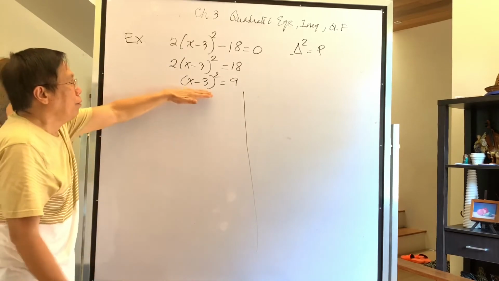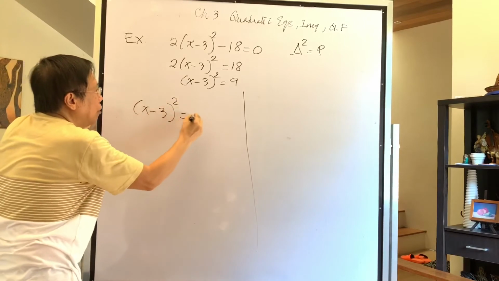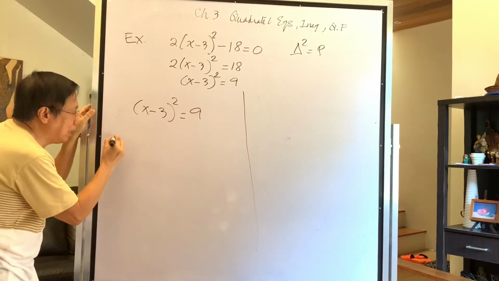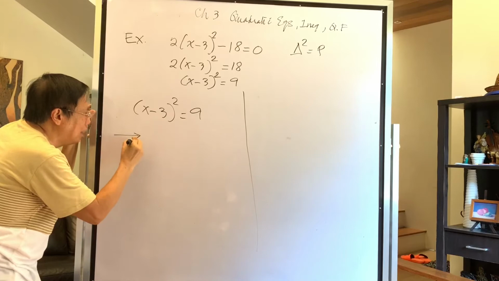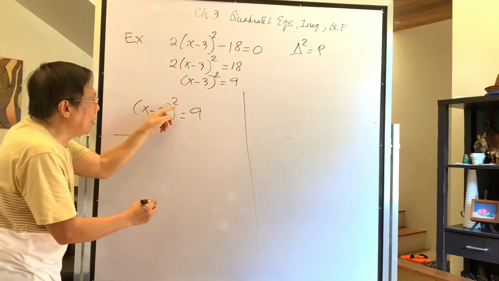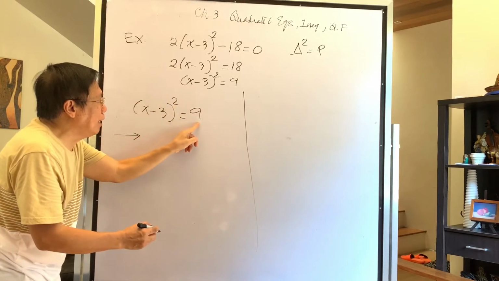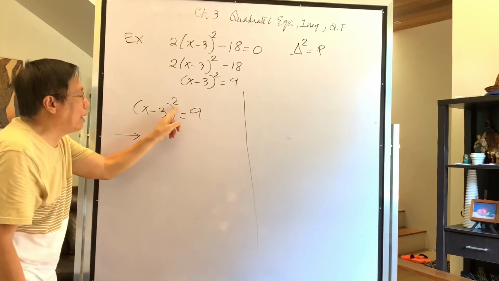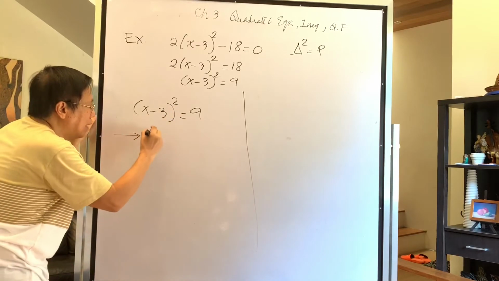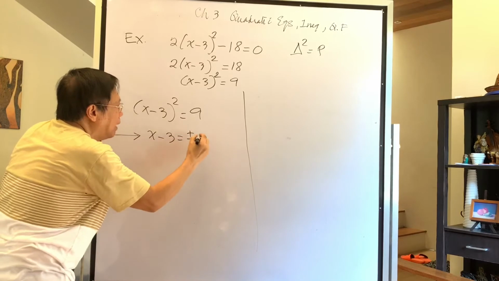So, if we are already here, x minus 3 squared equals 9, I will just put an arrow here. So, the square root property tells us that if we have here a squared quantity equals 9, I can take the square root by just saying x minus 3 equals plus or minus square root of 9.